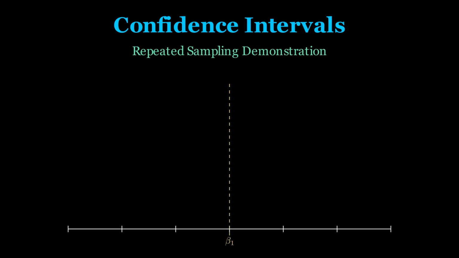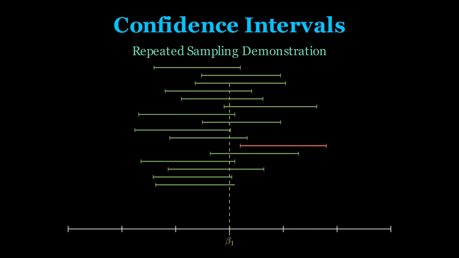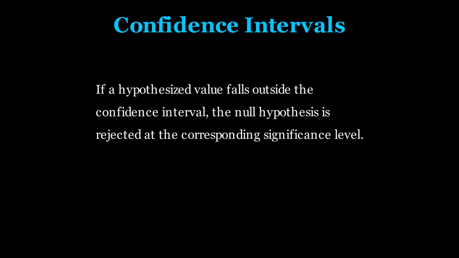Imagine the true value of beta 1 is represented by the dashed line, and each time we take a new sample, we compute a confidence interval. If we take 20 different samples, theoretically, 19 out of 20, or 95%, should capture the true parameter. There is an important duality between confidence intervals and two-sided hypothesis tests. If a hypothesized value falls outside the confidence interval, the null hypothesis will be rejected at the corresponding significance level.